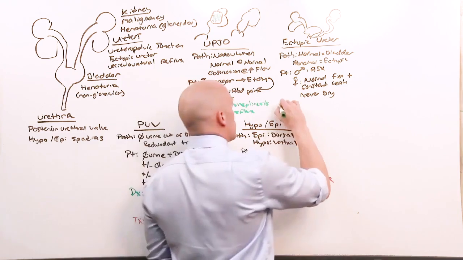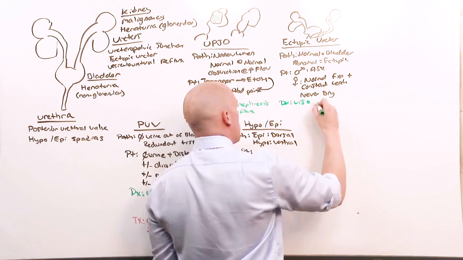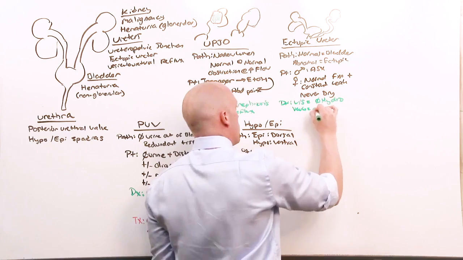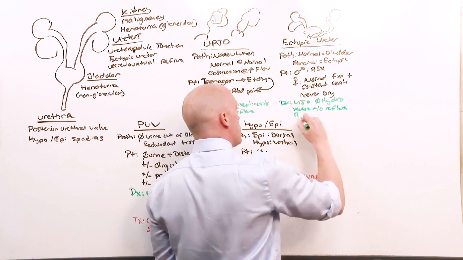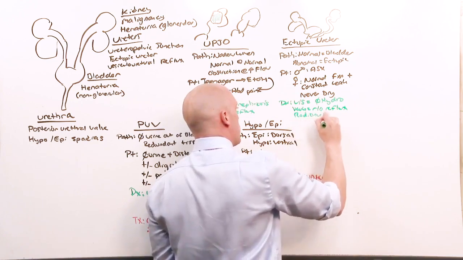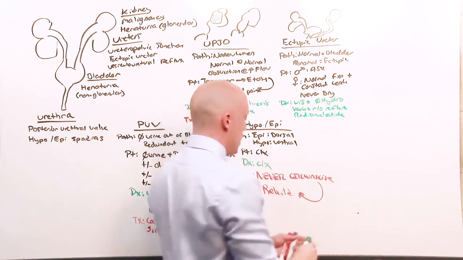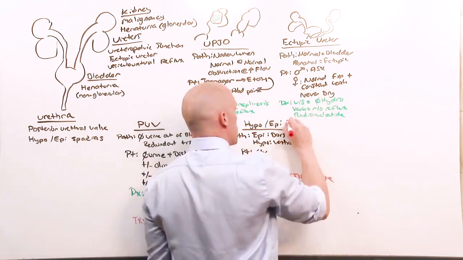The diagnosis is going to begin with an ultrasound. It's not going to show you any hydro. A voiding cystourethrogram will rule out reflux. And then you're going to do a radionucleotide scan, something we haven't mentioned before. This is going to assess renal function. And because it's low implanted or it's ectopic, you simply need to pick it up and move it.